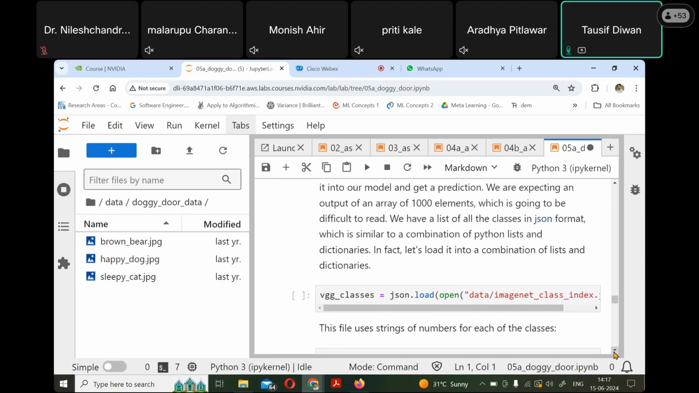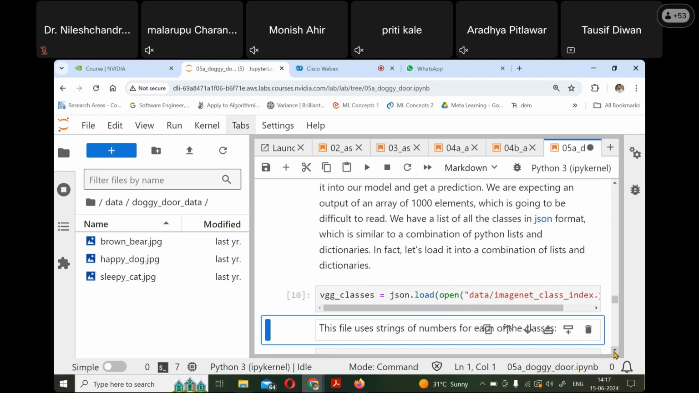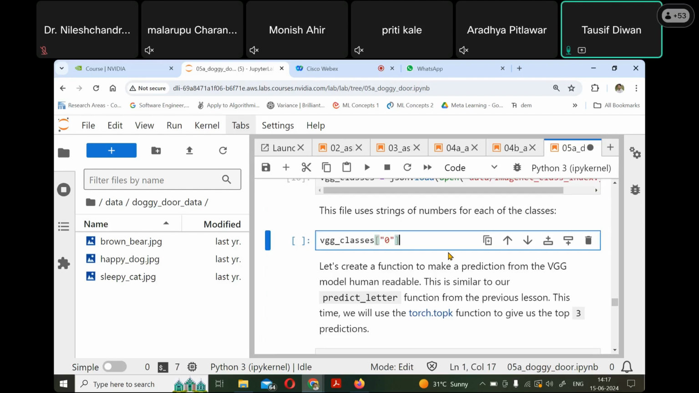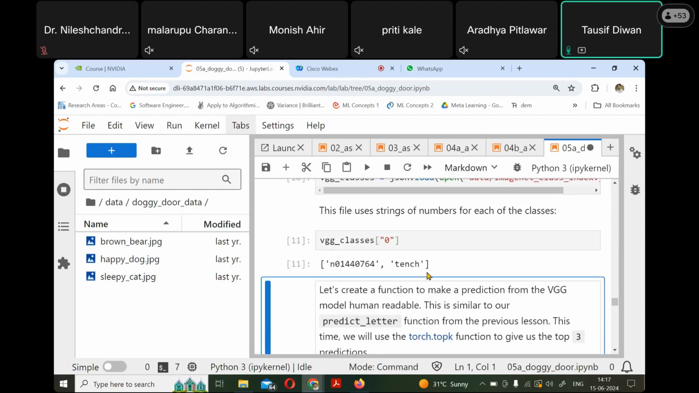Now make a prediction. First of all, we will load it. Then we will see the very first index of it.